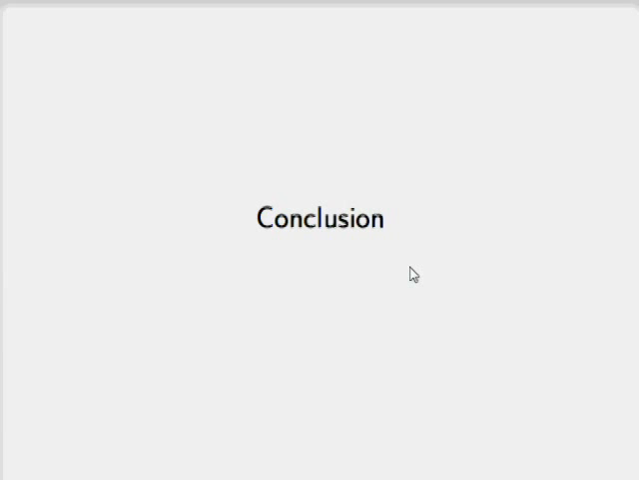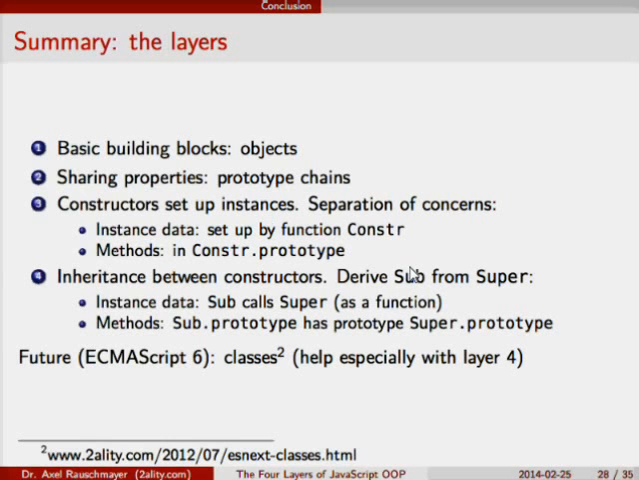All right, let's conclude. Let's summarize the layers. Layer 1 was objects. Those are the basic building blocks of object-oriented programming in JavaScript. Layer 2 was prototype chains, and those are used for sharing properties or eliminating redundancy. The third layer was constructors, and those are used to set up instances as a factory for objects.